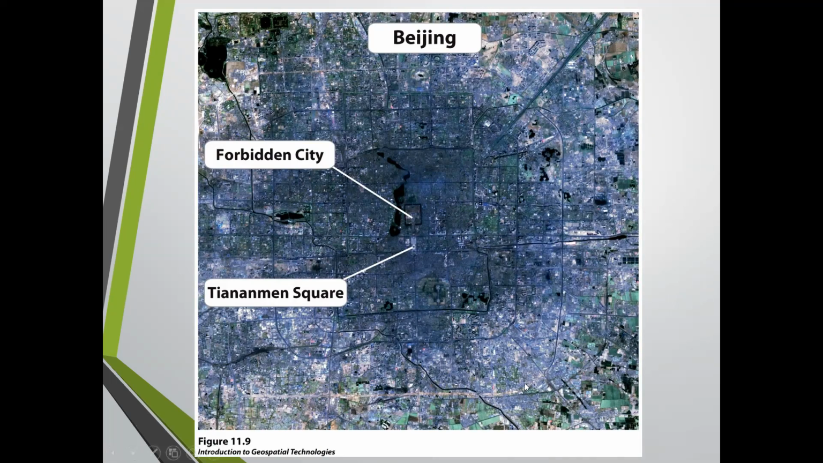This is showing you a picture of a particular scene. This would be in China, Beijing. And you can see prominently Tiananmen Square and the Forbidden City. So this would be a Landsat image.